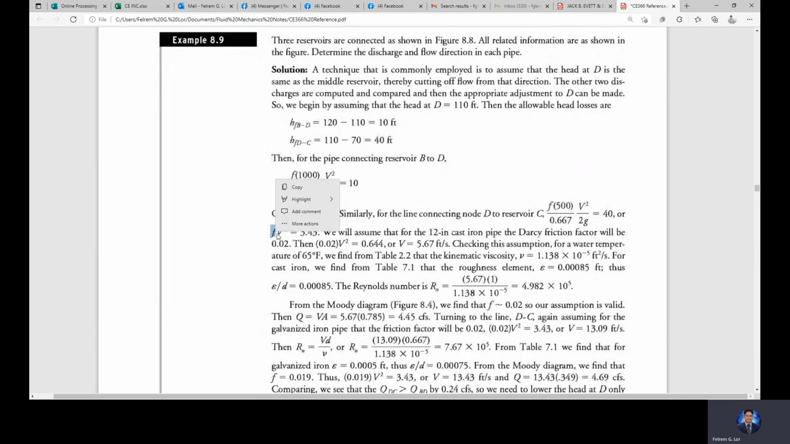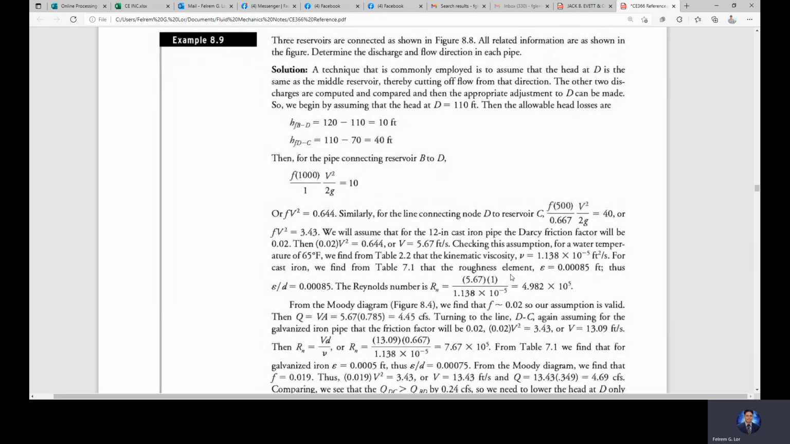As you know, to determine the value of f, we need to use the Moody diagram. If it's not given in the problem, we need to determine the value of f. This is the method to determine the value of f. First is to determine the Reynolds number. We can determine the Reynolds number by this equation, gidiscuss na to na before.